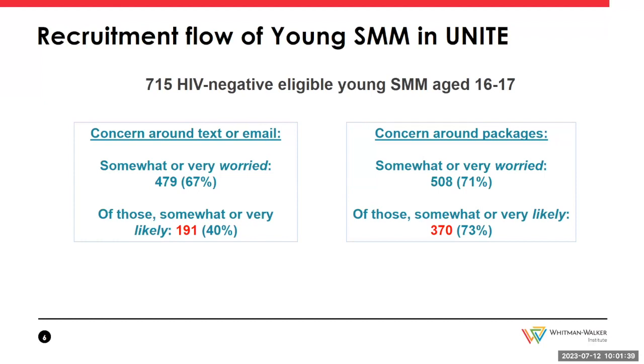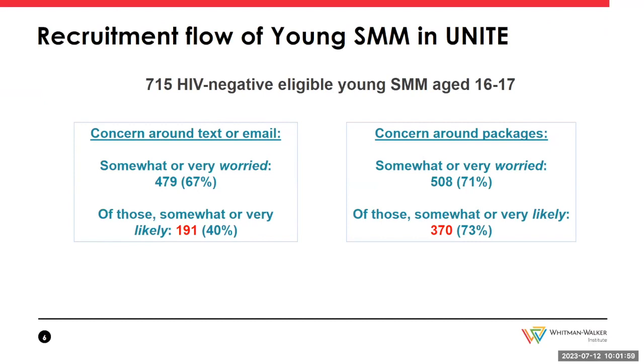Of those who expressed worry, we then asked about the likelihood. Among the two-thirds who were worried about texts or emails, 40%, a little less than half, said it was actually likely that their parents would be able to intercept a text message or an email. Not surprisingly, youth these days are very tech savvy. Not a ton of them were worried that it would be likely.